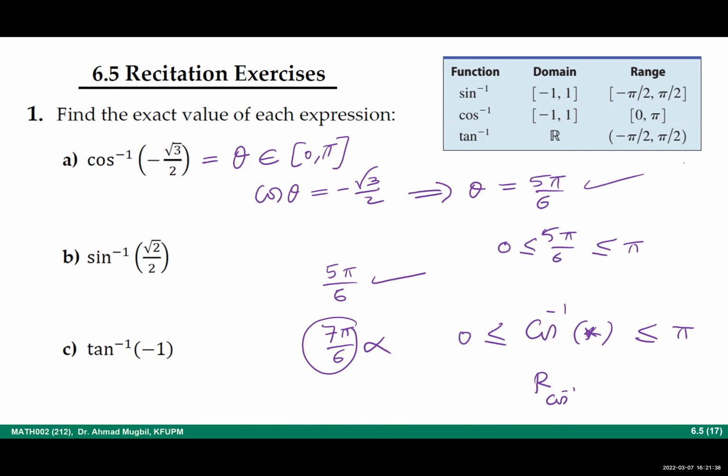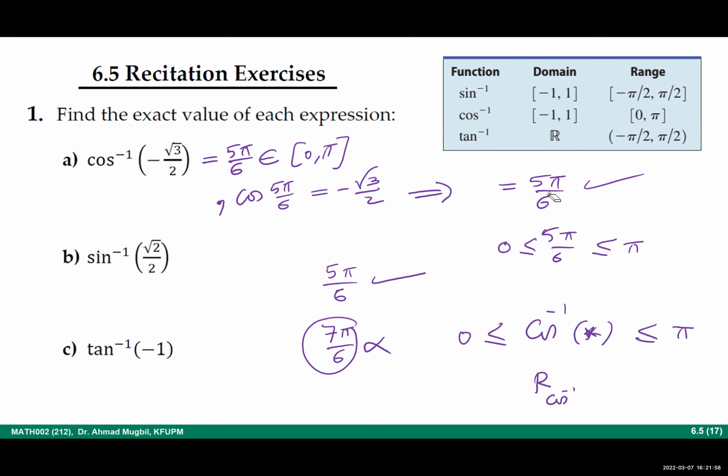So it is checked. So what we conclude from this at the end is that cosine inverse of negative square root of 3 over 2 will be equal to 5 pi over 6. How to check? It is inside this interval, and its cosine is negative square root of 3 over 2.